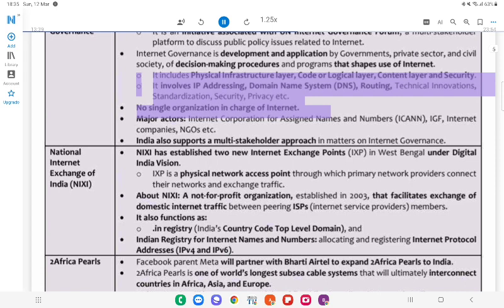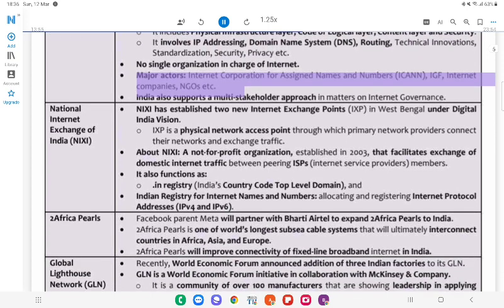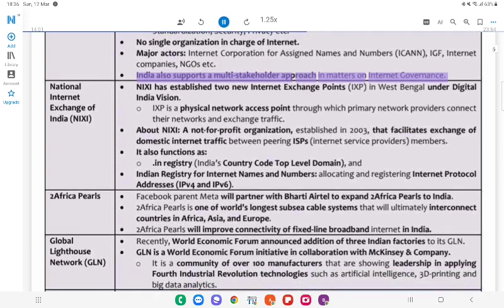It includes the physical infrastructure layer, code-logical layer, content layer, and security. It involves IP addressing, domain name system, DNS routing, technical innovations, standardization, security, privacy etc. No single organization is in charge of the Internet. Major actors: Internet Corporation for Assigned Names and Numbers (ICANN), IGF, Internet companies, NGOs etc. India also supports a multi-stakeholder approach in matters of internet governance.